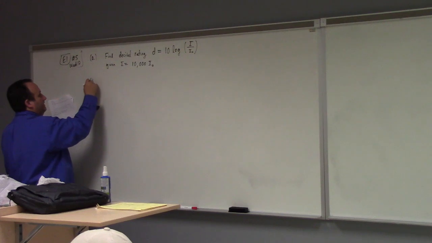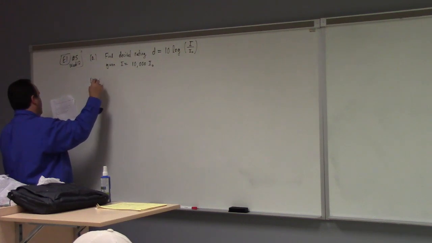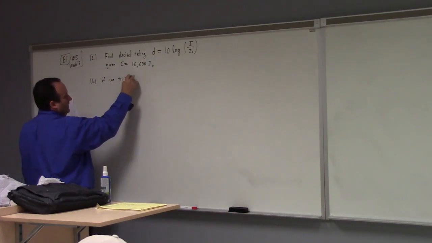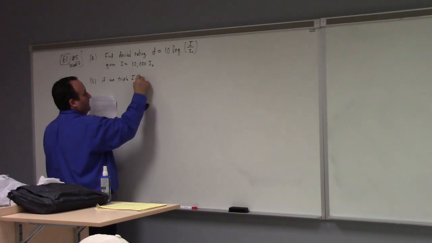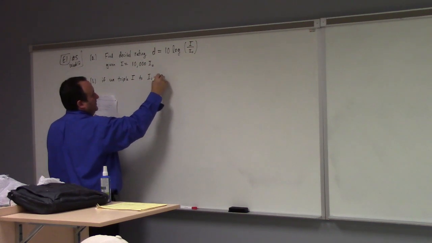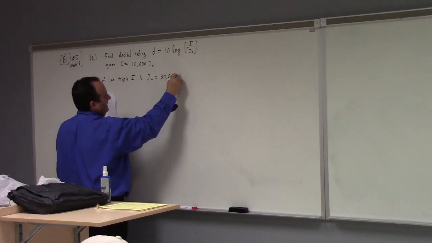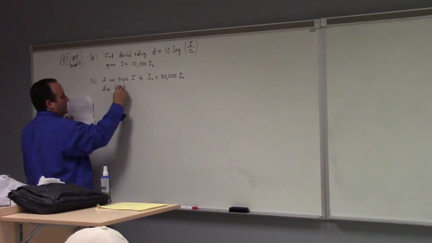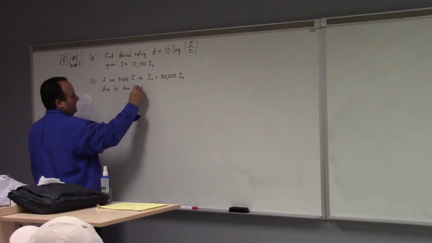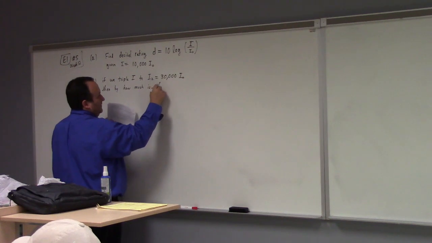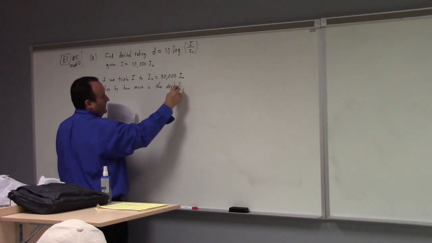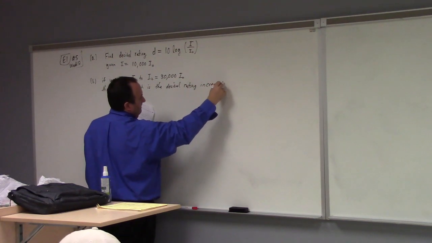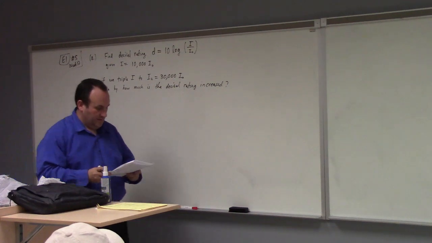And then part B is this. If we triple I to I2 equal to 30,000 I naught, then by how much is the decibel rating increased? All right, so this is a problem.